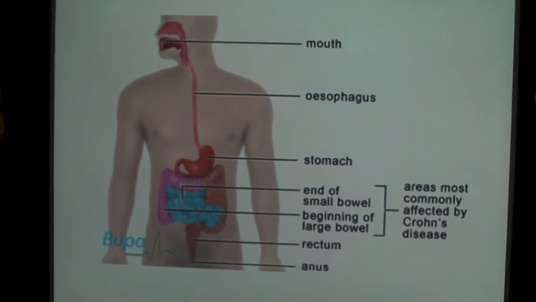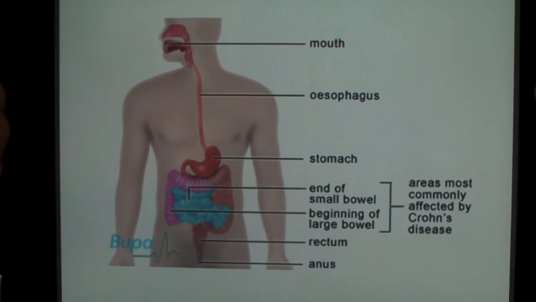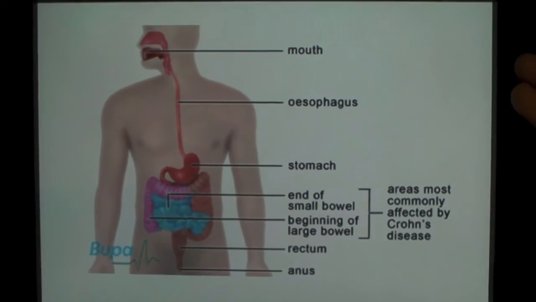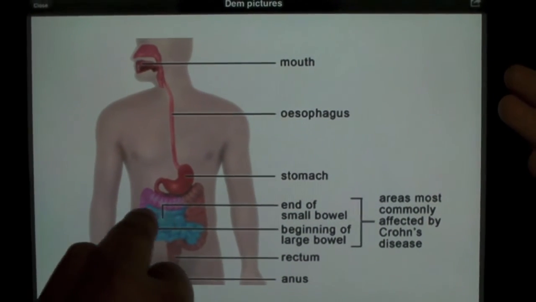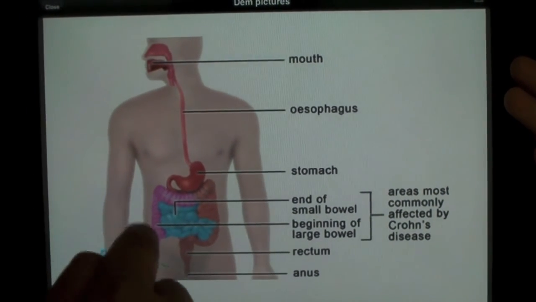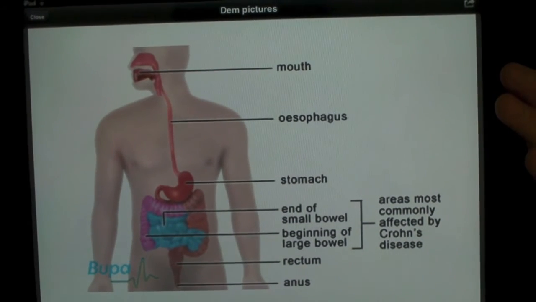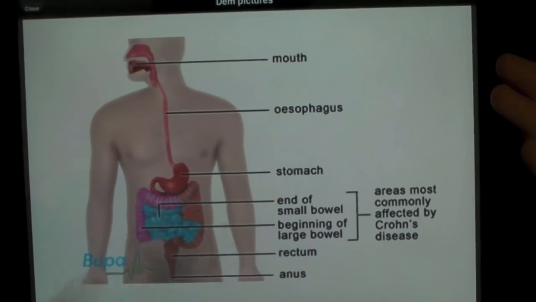This is the diagram of a person. In this video, you have heard the word bowels a lot. The large bowel and small bowels are over here and out here. The areas most affected by Crohn's disease are these two areas.